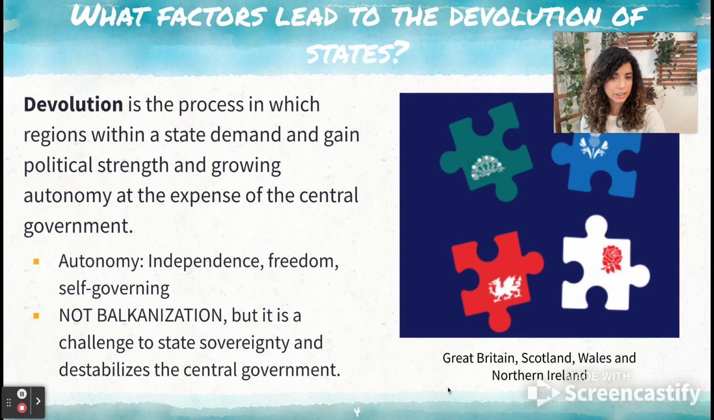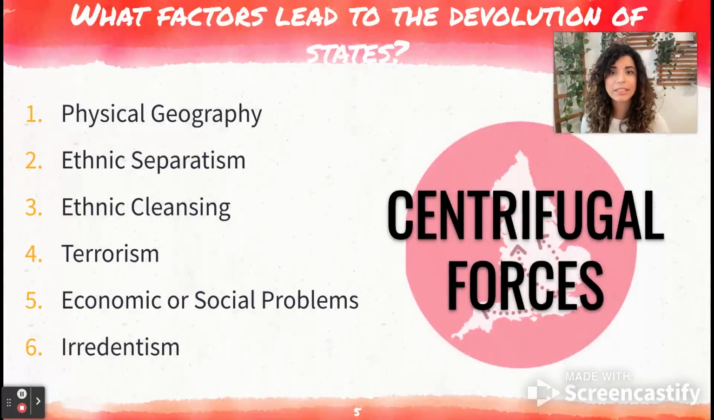In this example here, we have Great Britain, Scotland, Wales, and Northern Ireland represented as different puzzle pieces separated. For the UK, in recent years, we've seen a devolutionary process happen where some of these areas like Scotland, Wales, and Northern Ireland have been gaining more independence, more rights of self-governance, the ability to make their own choices outside of just that centralized government. So that's just one example of where we see this happening.